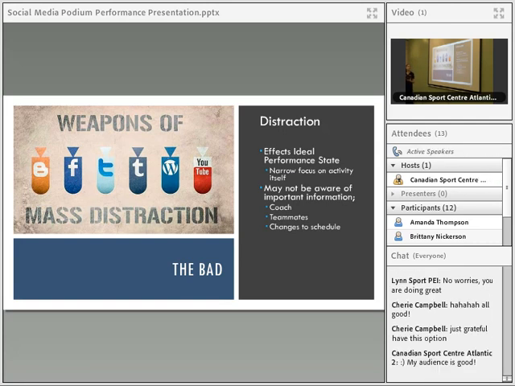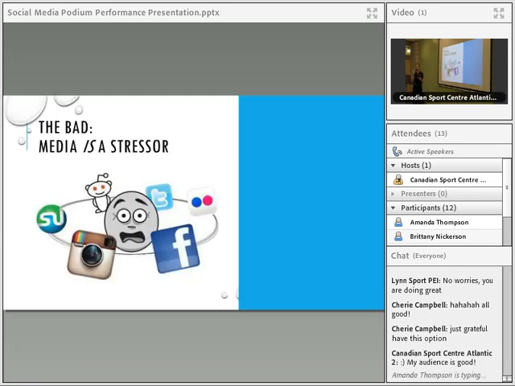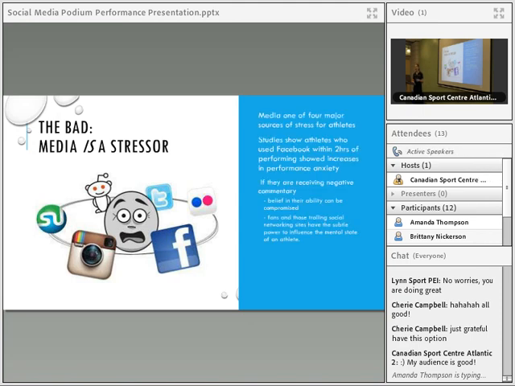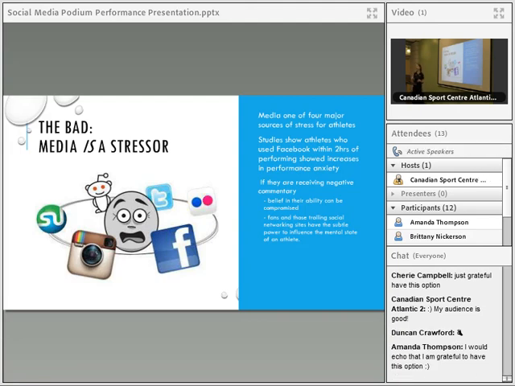And finally, they may receive information that is not just distracting, but actually stressful. So the one study that did look at social media on performance was done at Pyeongchang. And what they found was that media is a stressor. And we already know that from our general information. But they found that it was rated as one of the 4 sources of stress for athletes. And that athletes who were on Facebook up to 2 hours before they competed showed higher levels of stress and performance anxiety.